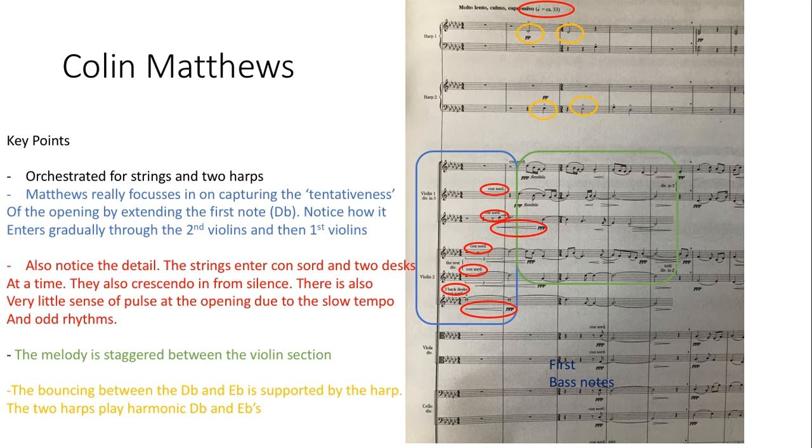But I think the reason why we need to have these attacks here is because when strings are played very quietly and they're played slurred, it's often quite difficult to discern a separate attack amongst string instruments. They're very good at sort of blurring things together. And so by supporting those particular notes, the D flat and the E flat in the harp, we still get a sense of that bouncing between one to the other.